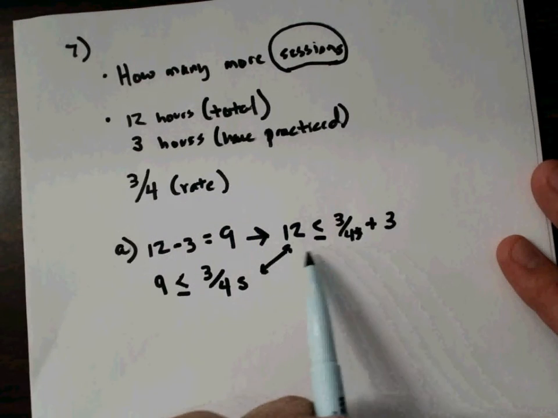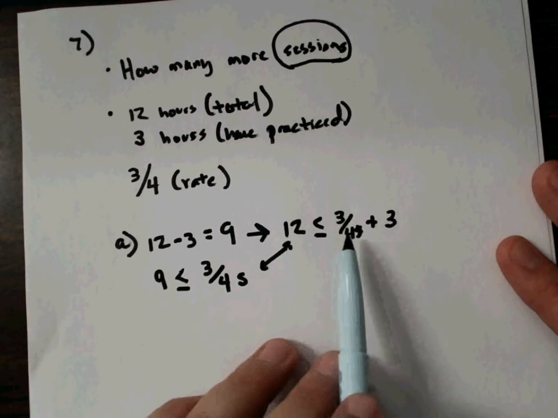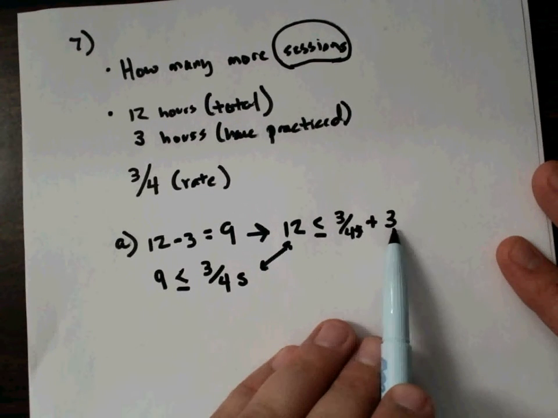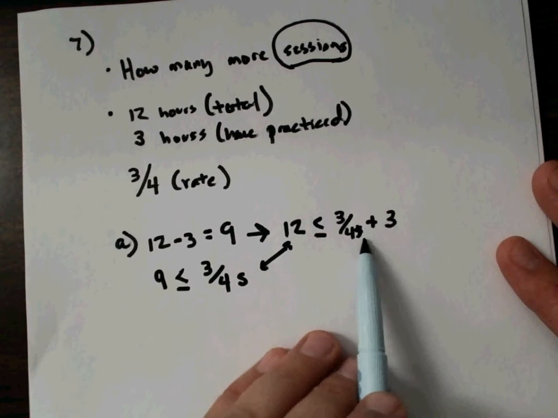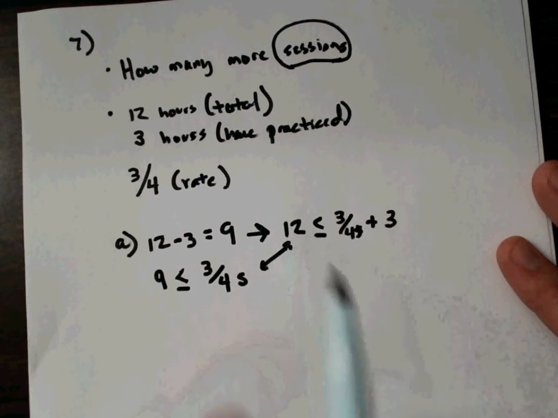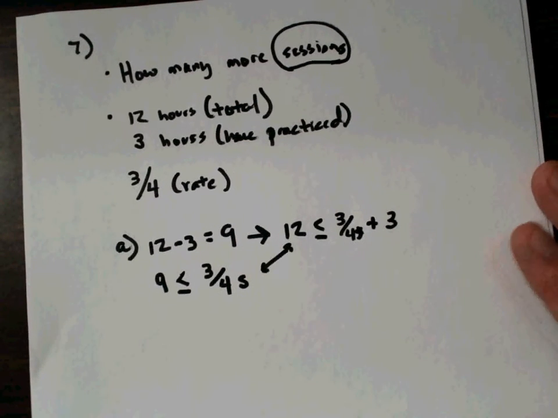This is also in a linear form. We have a rate, we have a y-intercept, we have an input variable for sessions, and we have a specific output of 12 hours for y.